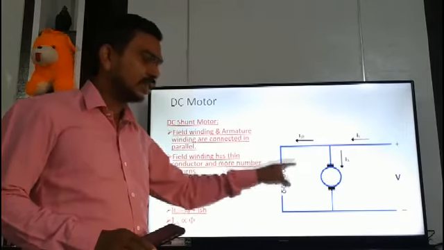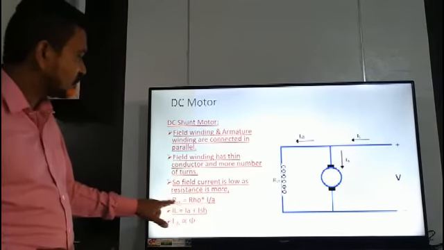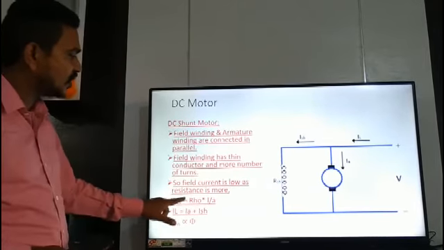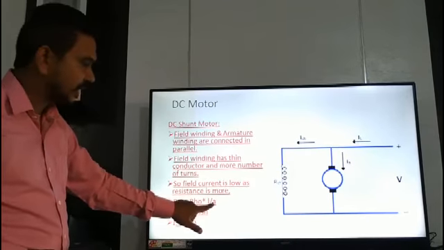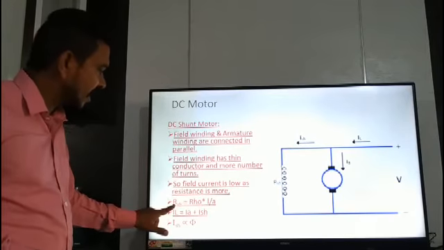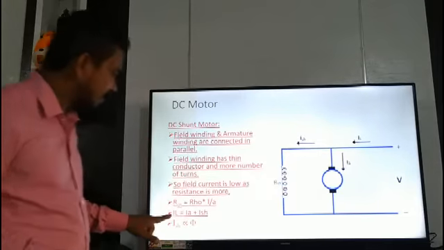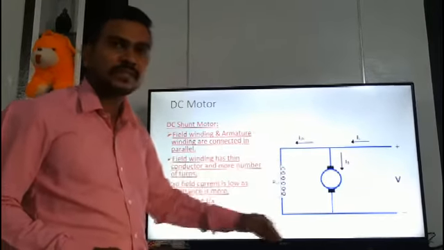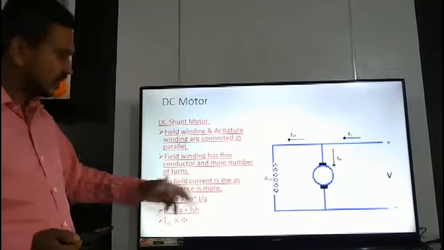So the cross sectional area of the field winding conductor is less. So what is the resistance of the field winding? That is known as RSH. RSH is equal to rho L by A, where A is the cross sectional area of the conductor. A is less, so that means the resistance of this field winding is more. Since the field winding has more resistance, the current flowing through it is lesser. That's why it is written here that field current is low as resistance is more.